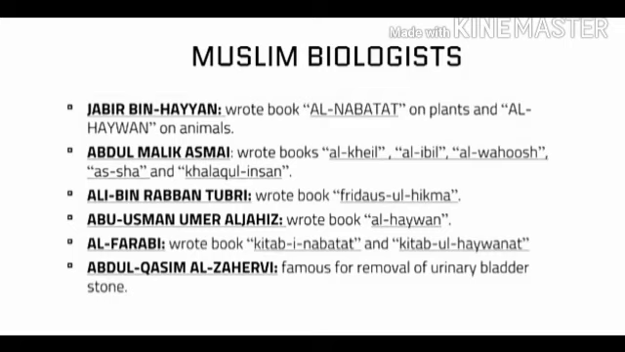Now, the next Muslim scientist is Ali bin Rabban Tobri. He was the scholar of philosophy, zoology, psychology, and astronomy. His book was Firdausul Hikmah, in which detailed articles of philosophy, zoology, and astronomy are there.